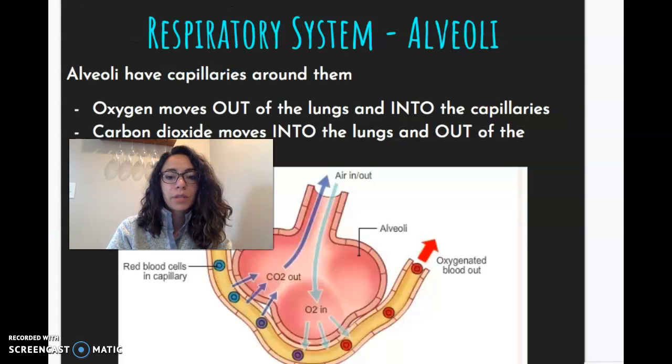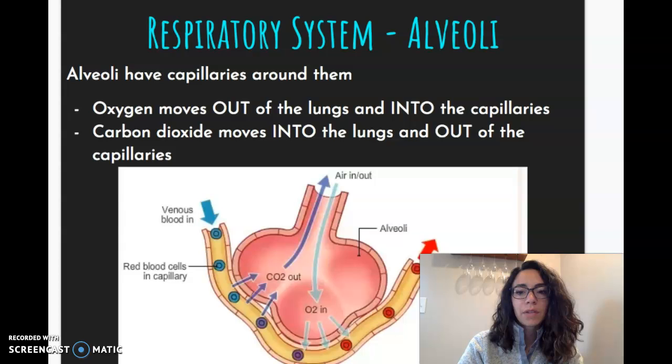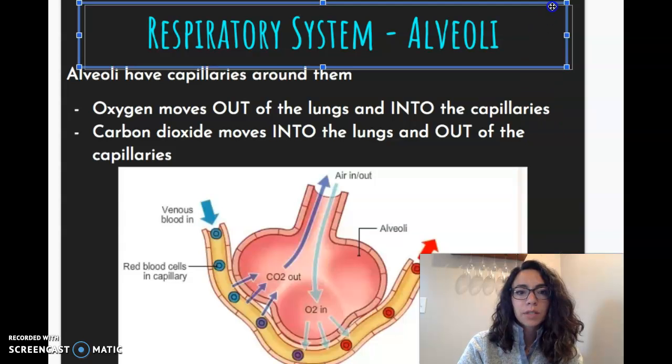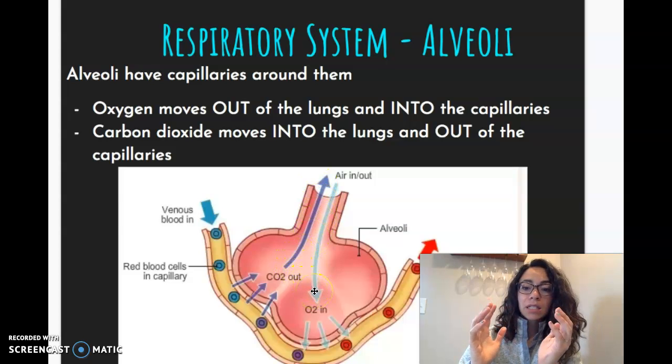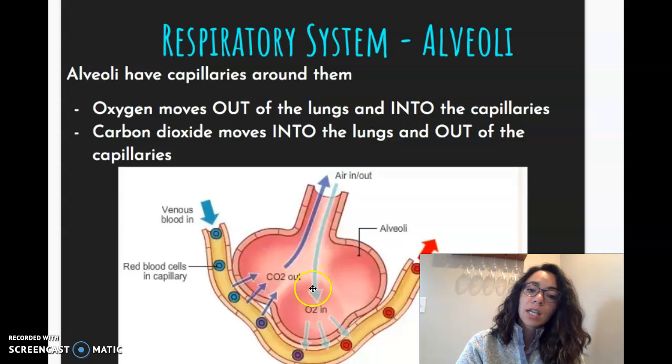Okay, so now if we look here at the alveoli, the alveoli have capillaries all around them. So it's a very tiny alveoli here, and the capillaries are a blood vessel that goes on the outside. So oxygen comes into the lungs, here's the alveoli here in the lungs, and when there's a high amount of oxygen, it can move into the capillaries, into the blood.